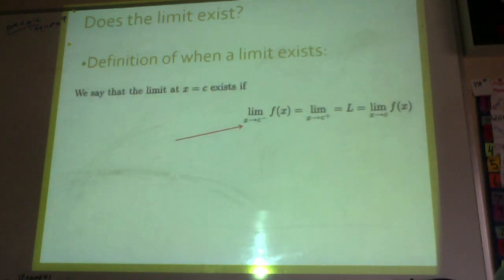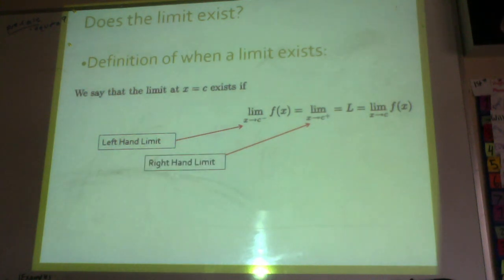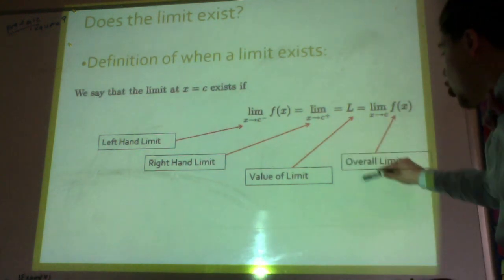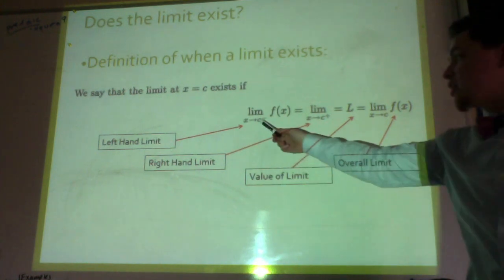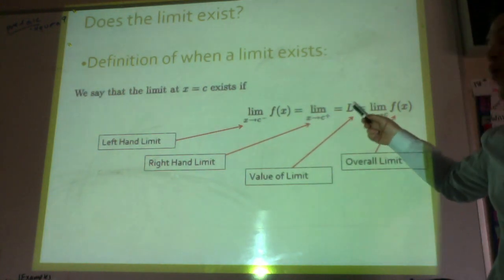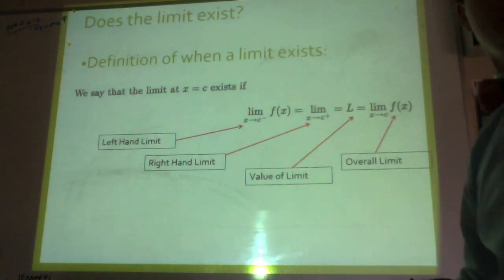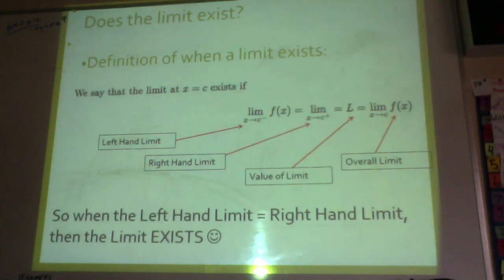We talked about that. This is what I was just pointing at. So this is the left-hand limit. This one, you guys probably already wrote it down, is your right-hand limit. This is the value of your limit. So on the last one, it would be 3. And this value right here is your overall limit. Okay? So left-hand limit has to equal the right-hand limit. This is the value where it meets, and that is equal to your overall limit, not left or right. So when the left-hand limit equals the right-hand limit, the limit exists.